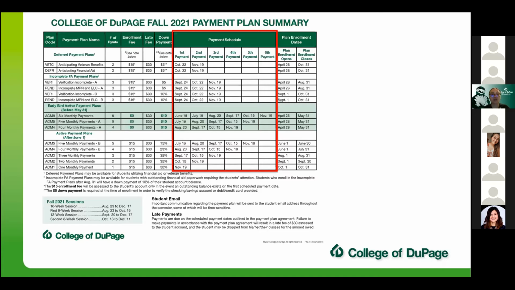So if a student has already signed up and registered for a payment plan, this was before May 31st, they would have been part of that early bird special where they just had to pay a $10 down payment, and they would have already made some payments, or they might already have some upcoming payments for that plan. If you have financial aid, as you can see, financial aid and veteran benefits, they have that $5 down payment, and then they have 2 payment installments.